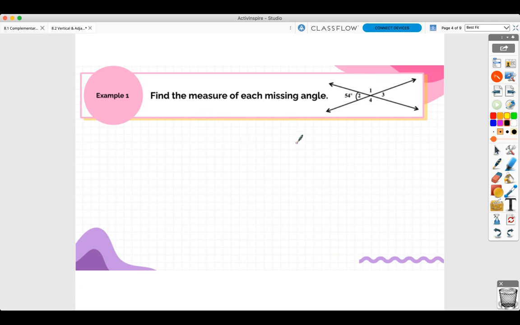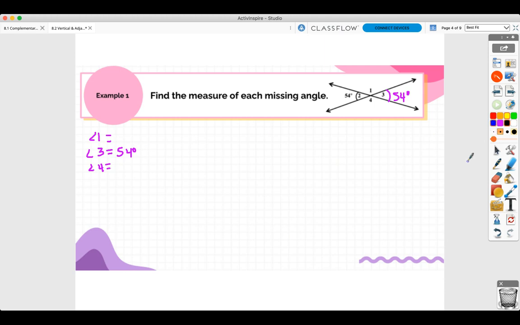Find the measure of each missing angle. So they're telling you this is 54. Well, what is the vertical angle to 54? That's 3. So this is going to be 54 degrees. So we have angle 1, angle 2. But we already have angle 2. We don't need angle 2. Angle 3 and angle 4 are what we're looking for. Okay. So angle 3 is 54 degrees.